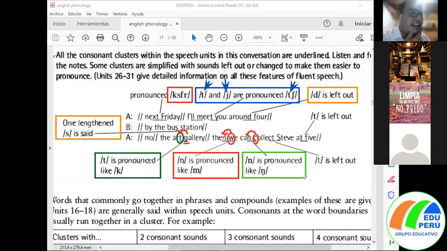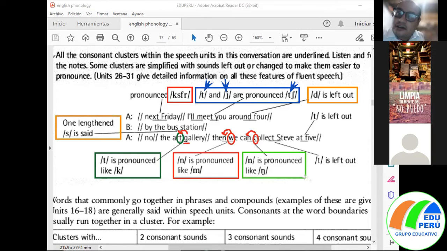Now, listen again. In a connected way. Next Friday, I'll meet you around 4. But a bus station? No. The art gallery. The art. And you don't say the art gallery. No. The art gallery. Then we can collect the 5. Notice how you pronounce these words together.